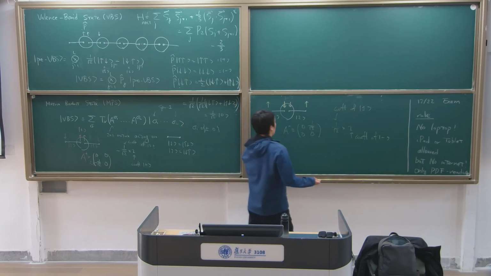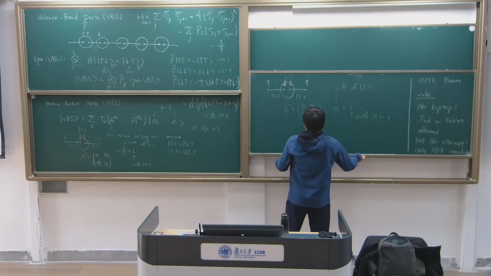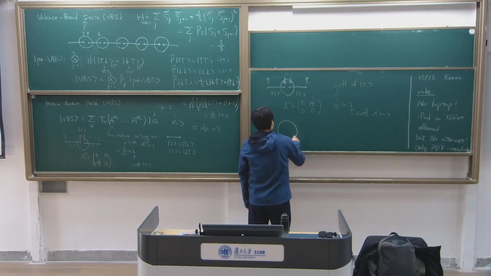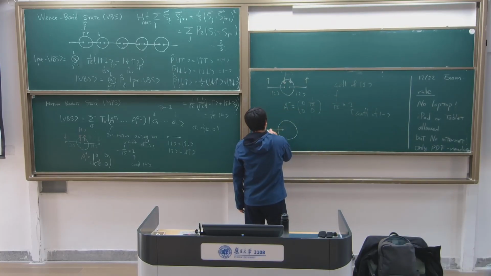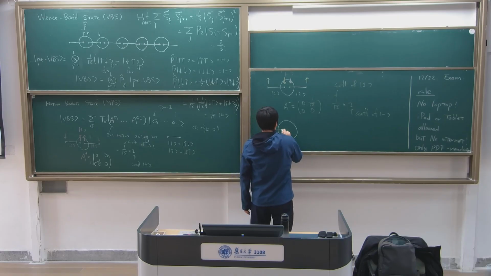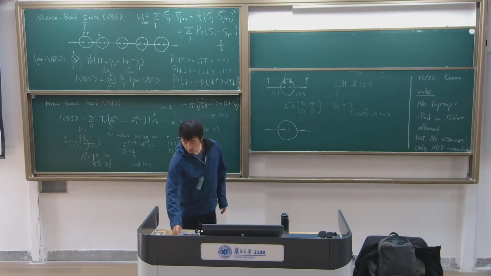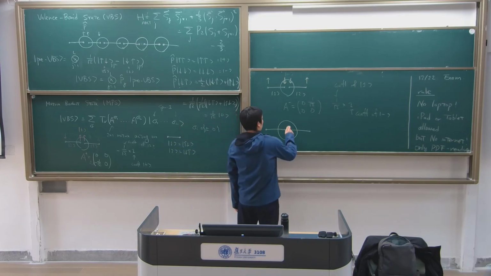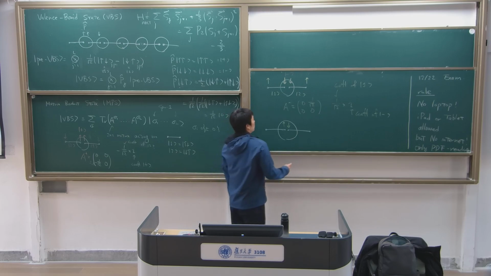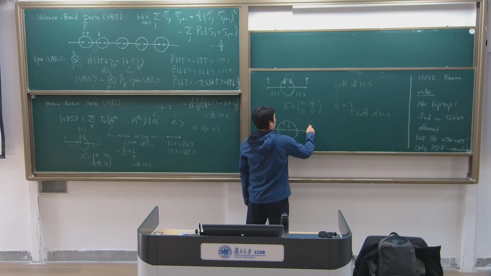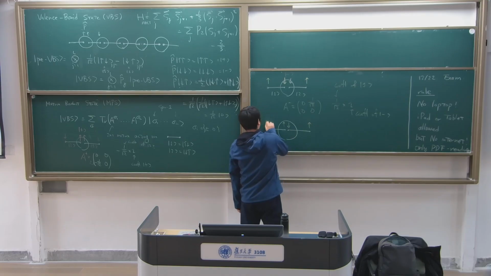Another possibility is something like this. Let's consider this way. Then this becomes like this and this. Oh, maybe it's the opposite this time.